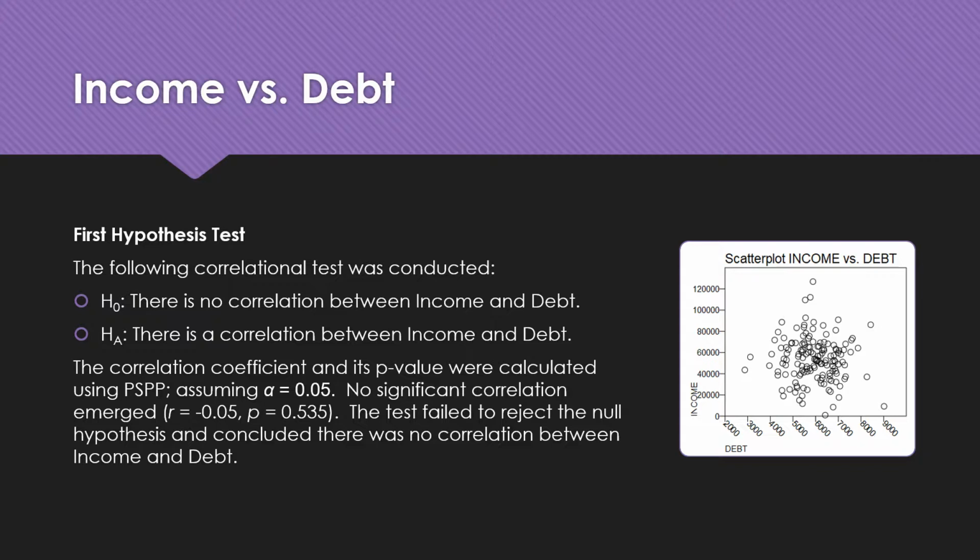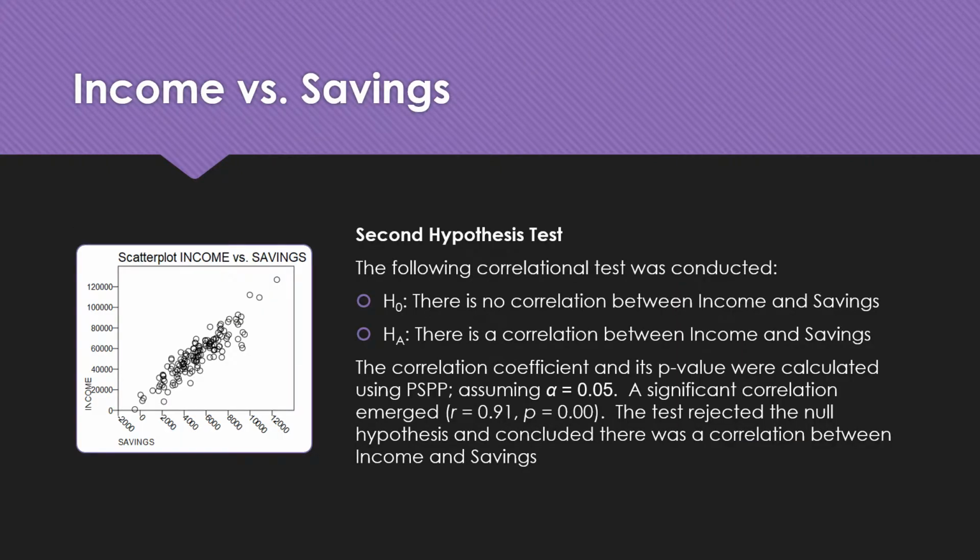We can see that our null hypothesis is there will be no correlation between these two variables, and our alternative hypothesis is there will be a correlation. Again, assuming that alpha of 0.05, we determined with this test that there is no significant correlation. So our p value was actually much higher than our alpha. So in this case, we have failed to reject the null hypothesis, and there is no correlation between income and debt.